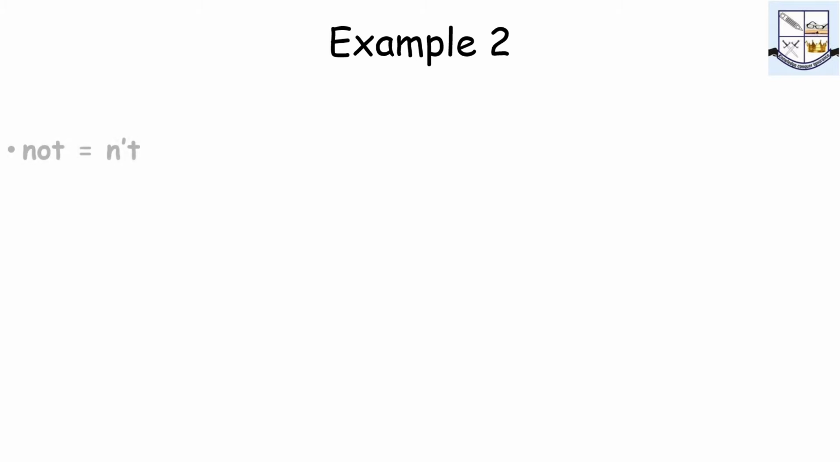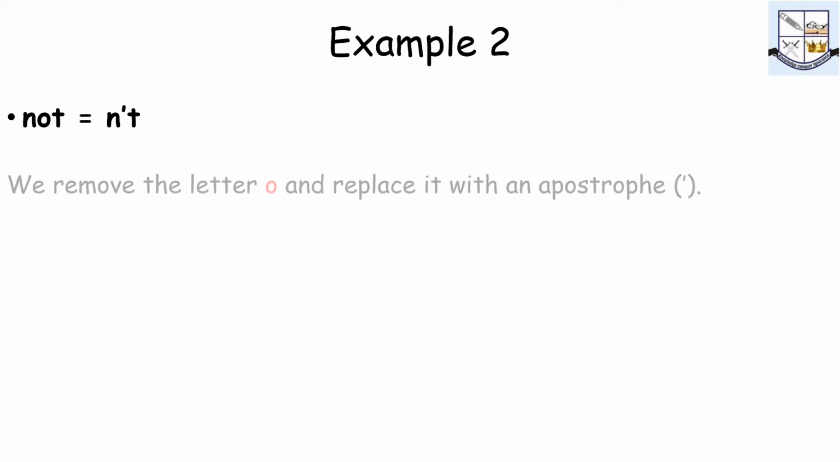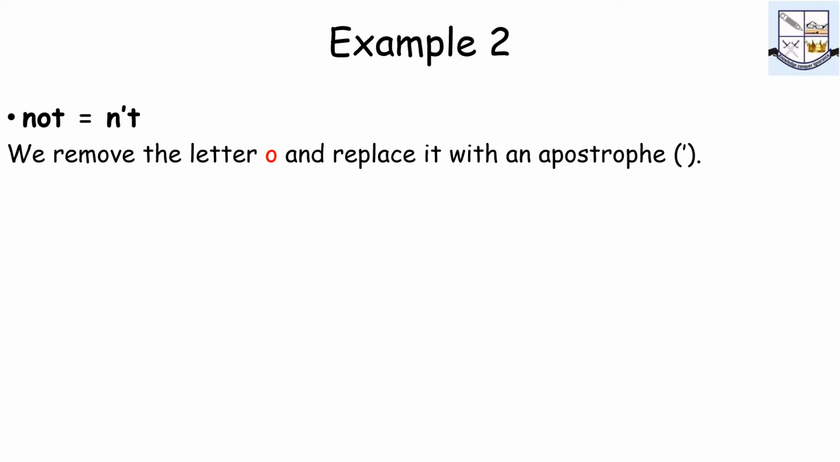Example 2. Not equals N apostrophe T. That is, when not is contracted, it gives us N apostrophe T. The contraction for not is N apostrophe T. We remove the letter O and replace it with an apostrophe, as we have seen on the board. The contraction for not is N apostrophe T.